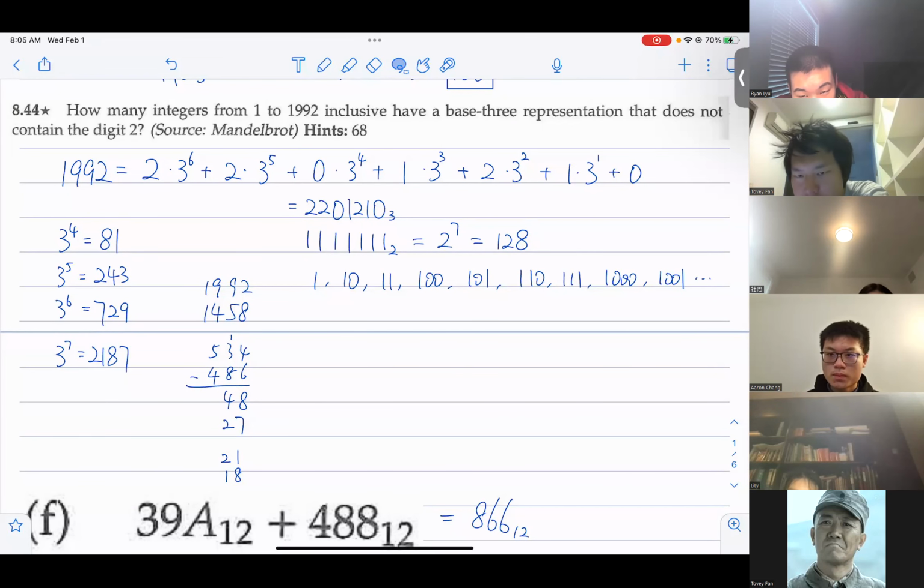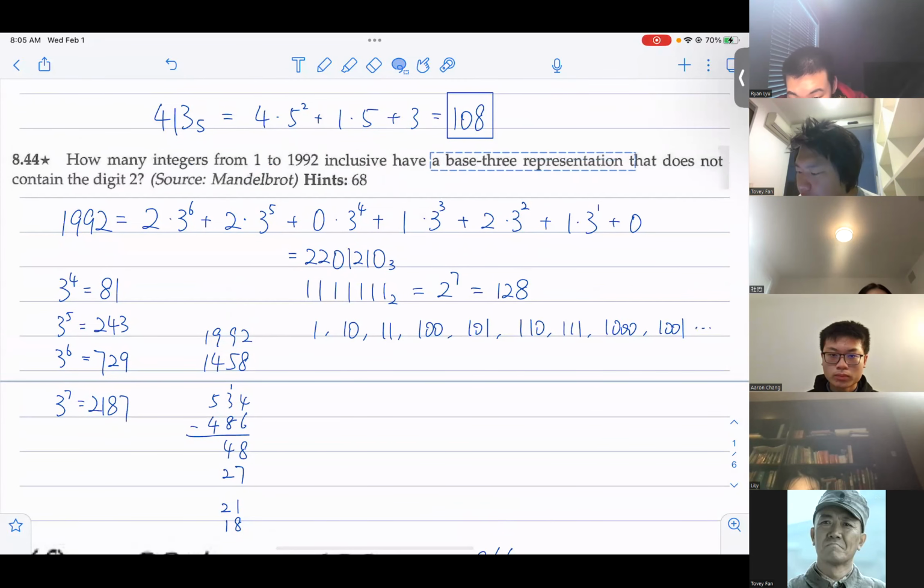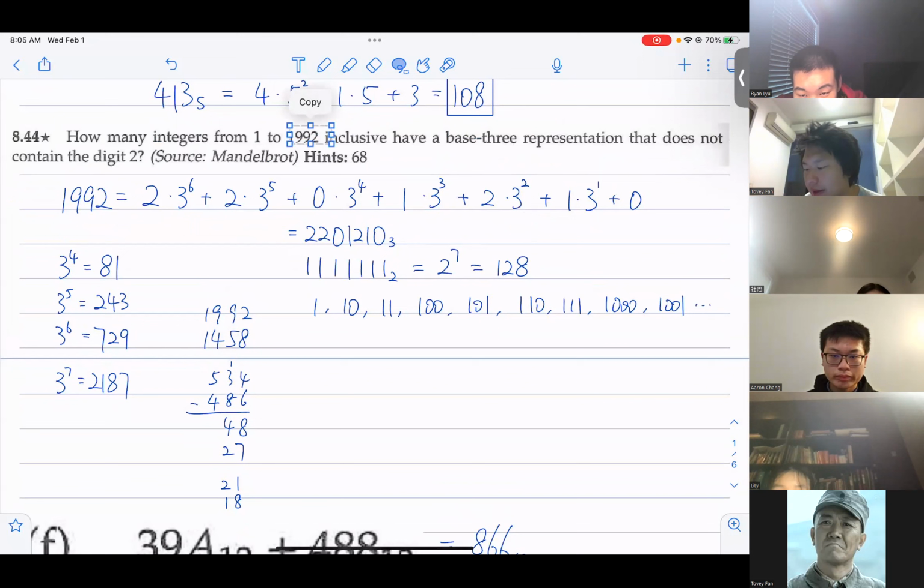Okay, so just to correct this mistake. So Aaron, your homework, you also wrote this down, but I actually made a mistake. Yeah, I was confused by the 128 thing. So the question was base 3 representation that does not contain a digit 2, right? So we first convert that into a base 3 number, and basically just from 1 in base 3 to this number in base 3, we have to exclude every number that contains a 2 in it, right?